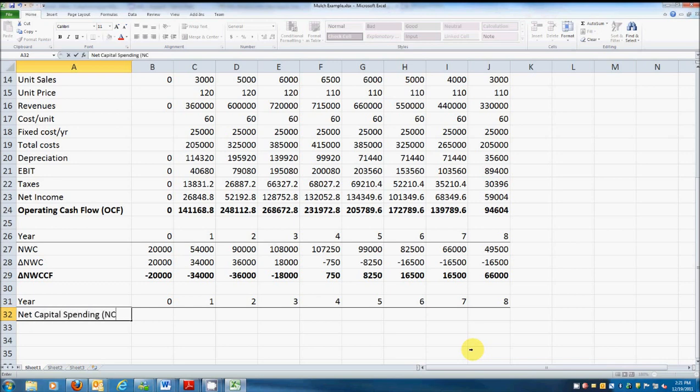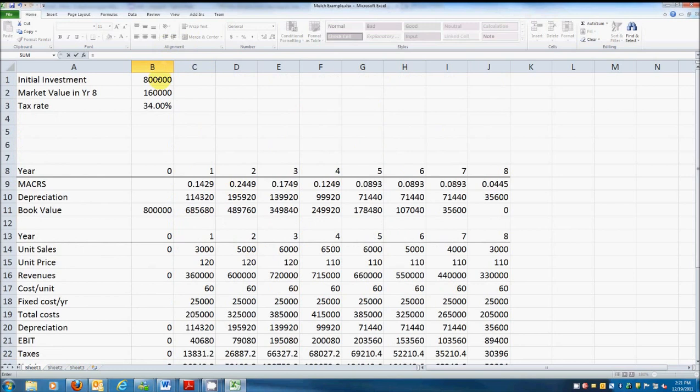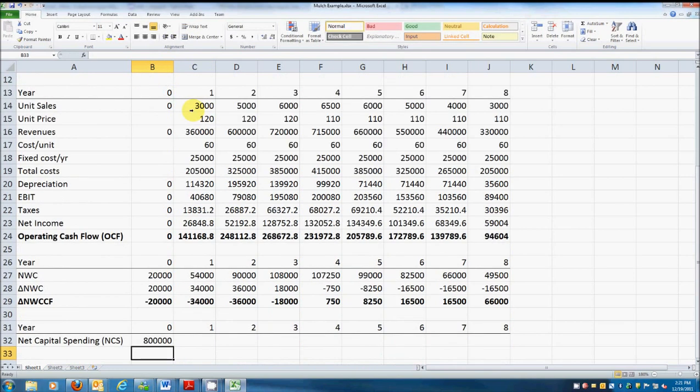Or NCS. And in the first year, we are going to spend the amount of our initial investment. But then nothing happens for all these years. But at the end, we are going to get back the after-tax salvage value of that machine.